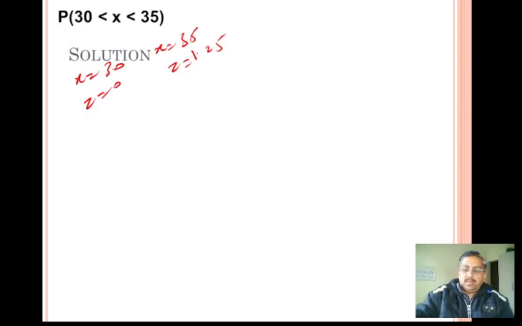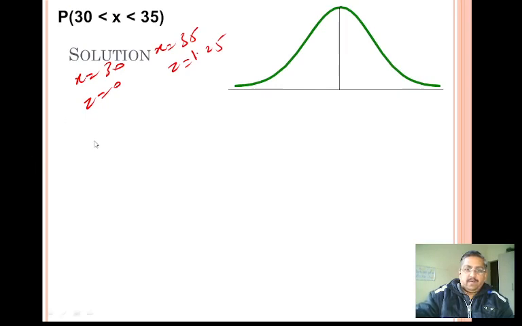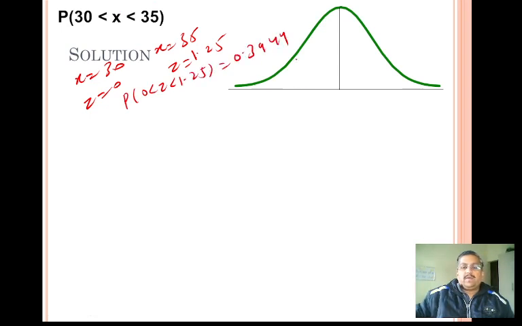Okay, so 0.3944. So we have calculated the probability for z from 0 to 1.25 as 0.3944, right? Now we need to trace and sketch the graph of the normal distribution to conclude the answer, right? Because without any sketch you cannot say that this is the only answer. So let's try to understand.